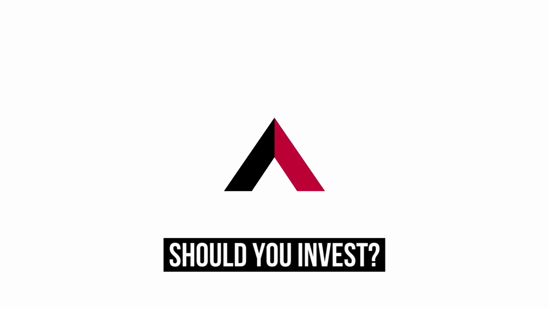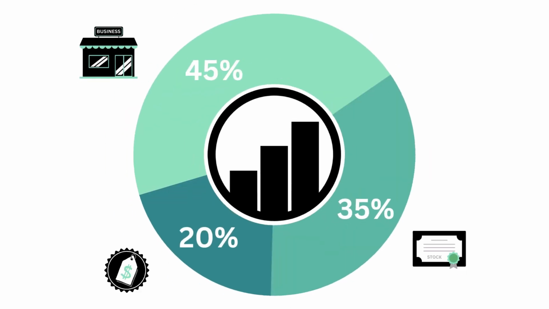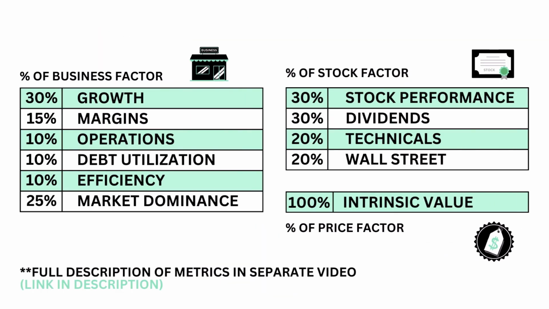Should you invest in American Tower Corporation? Let's analyze it on GrowthShares. This analysis is divided into three factors: the business, the stock, and the price. Within each factor are a total of 11 metrics from business growth, performance, to intrinsic value.